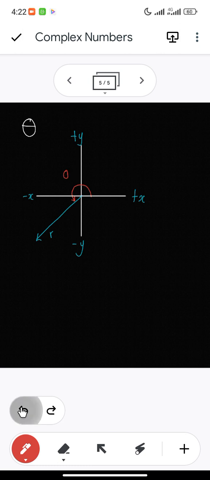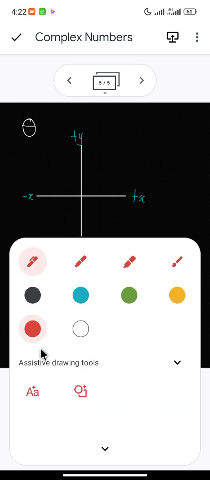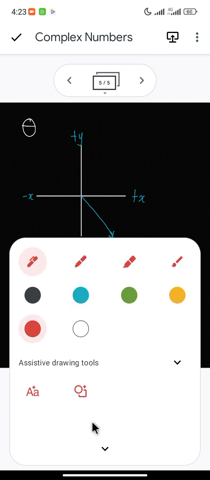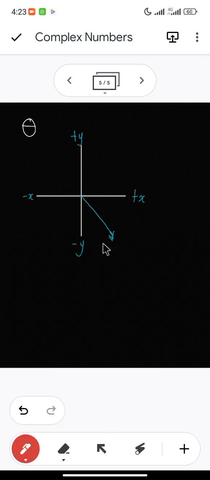If we have another case where r falls in this quadrant, the fourth quadrant, you're going to have it going this way outward. Then your augment cannot be drawn this way. You must start from x and you must move upward and move in an anti-clockwise direction. So this is your augment.